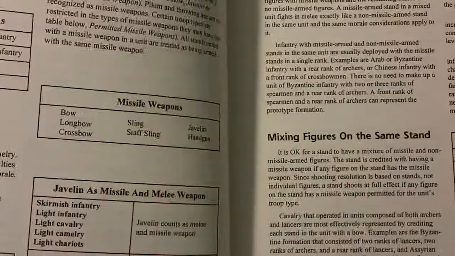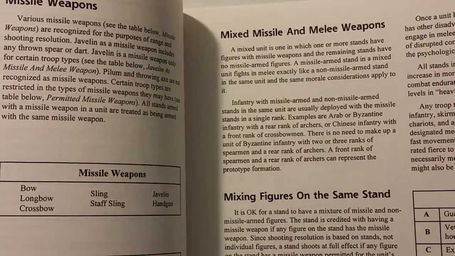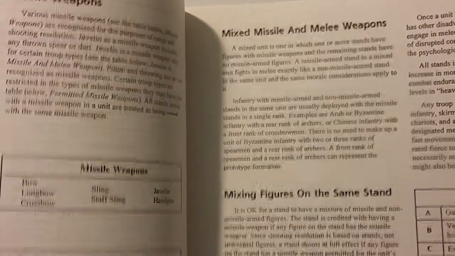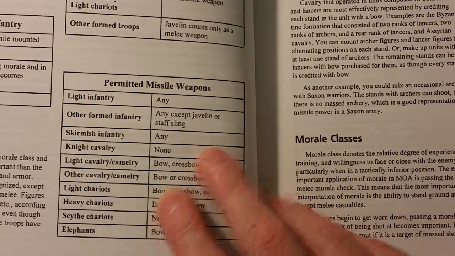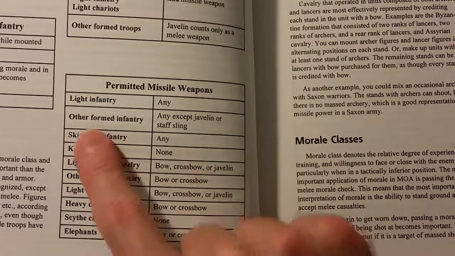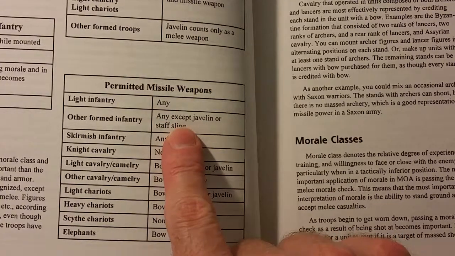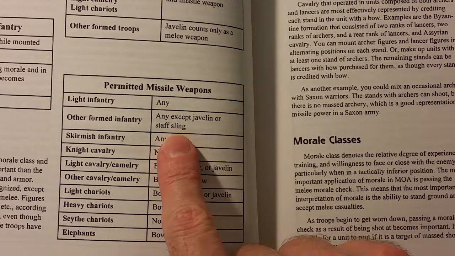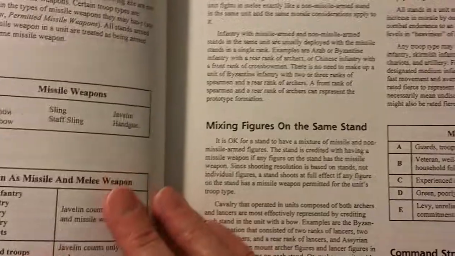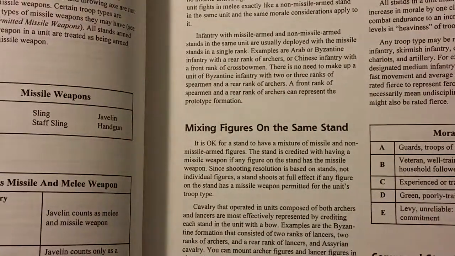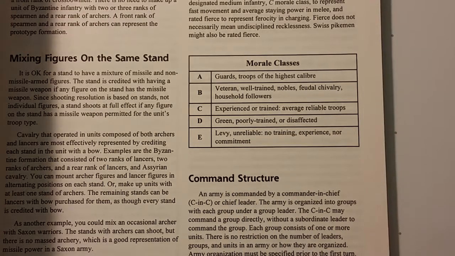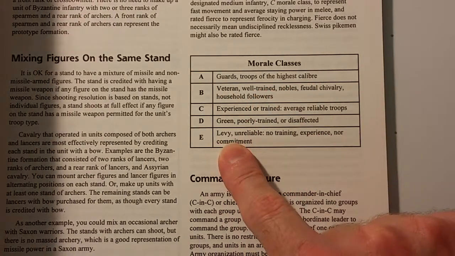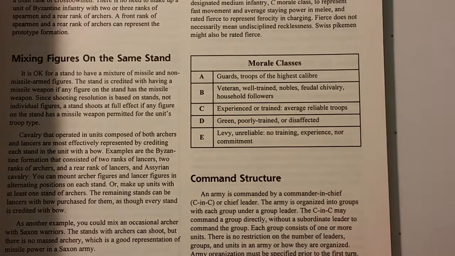Interesting. Melee weapons, missile weapons. So it looks like missile weapons permitted by troop type. So like light infantry, any. Other formed infantry, any missile weapon except javelin or staff sling. Mixed missile and melee weapons. Morale classes. Okay, so the morale classes, A, B, C, D, E. And again, descriptions. Okay. From guards, troops of the highest caliber, down to levy, unreliable, no training experience nor commitment.